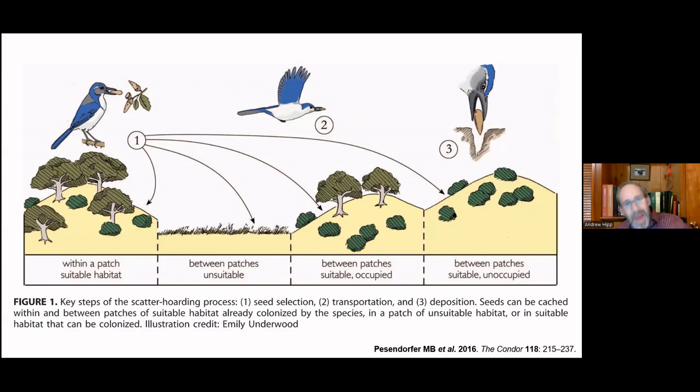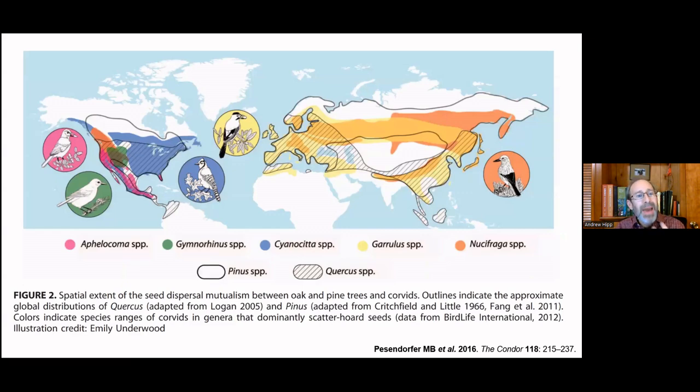If you draw a map of jays and a map of oaks worldwide, those maps roughly overlap. Quercus being oaks, Pinus being pines, and here's several of the jays and their relatives worldwide. Because the jays and the oaks and pines depend on each other, they tend to co-vary.